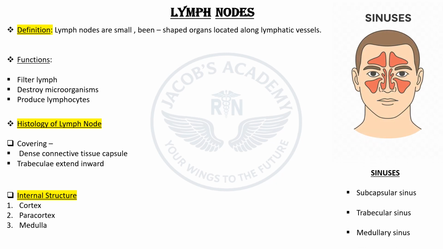We can see sinuses. So lymph flows through the subcapsular sinus, then the trabecular sinus, and finally the medullary sinus. So here we can see the image of sinuses.